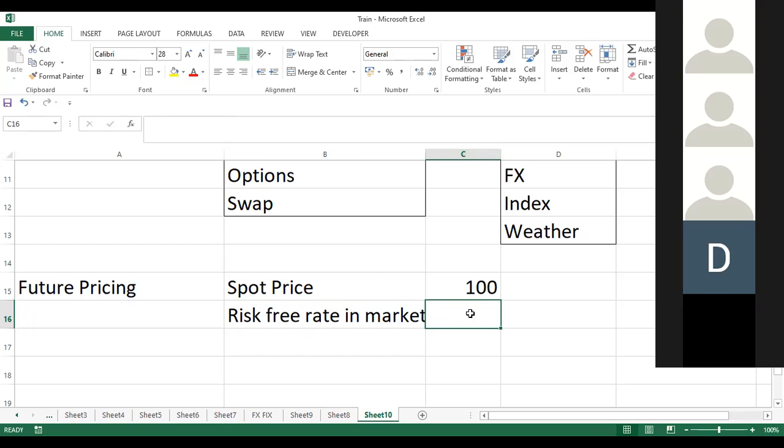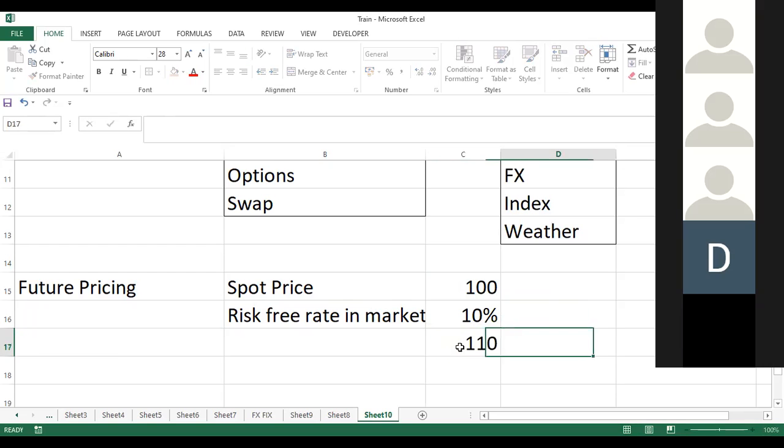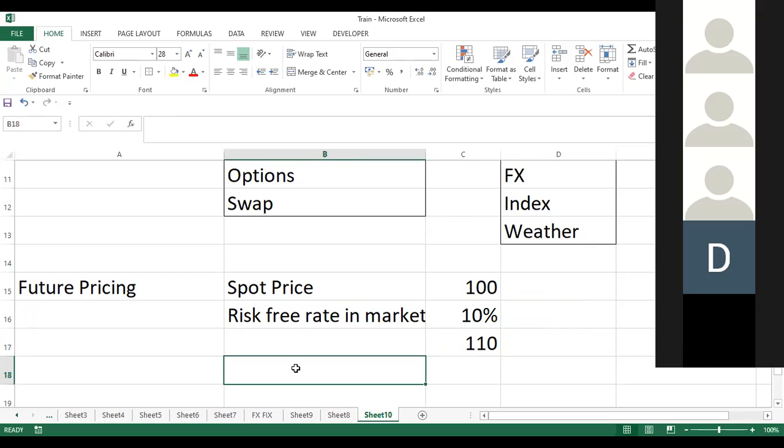So if it is 5% or assume 10%, just a round number I'm taking. So 10% of your 100, 110, right? So this is factored in. Then there is another cost, there is another concept called cost of carry, if you heard, cost of carry, or you can say storage cost.